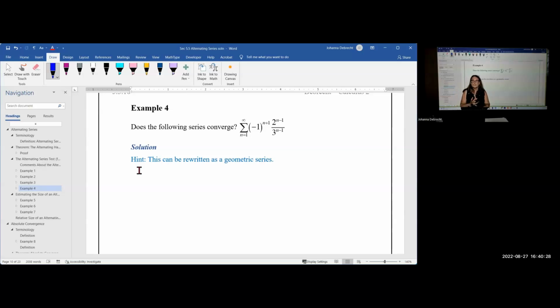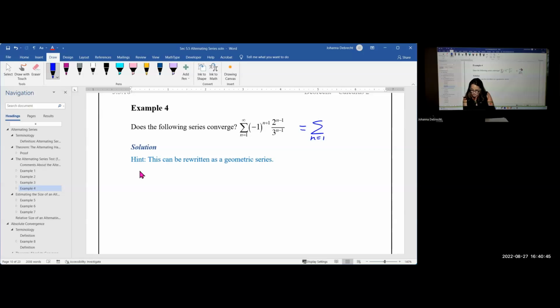Can I make it into a geometric series? Can I make it into a p-series? Can I make it into the harmonic series or the alternating harmonic series? So before you just blindly start applying tests, go ahead and see if you can rewrite this one.